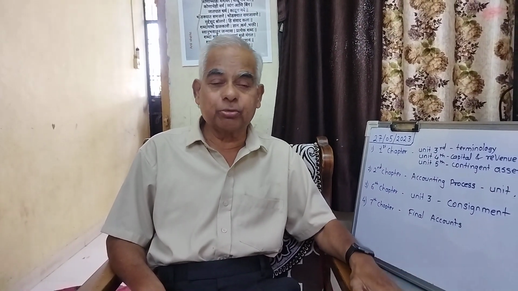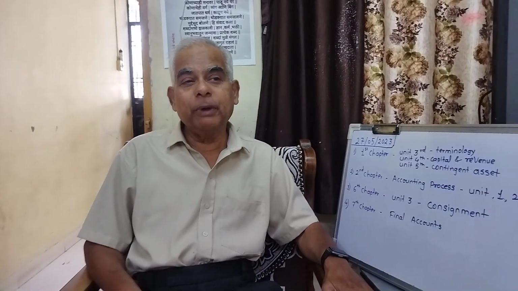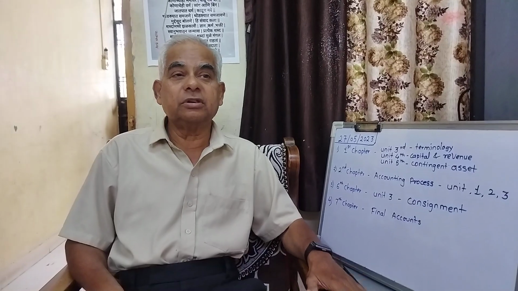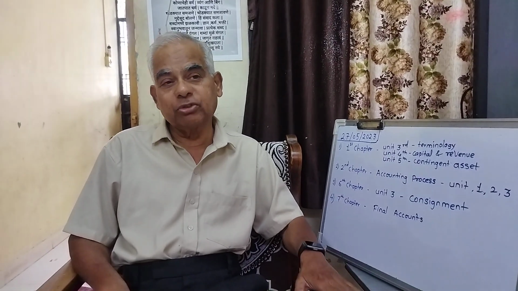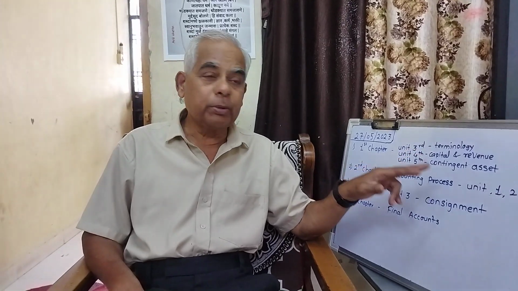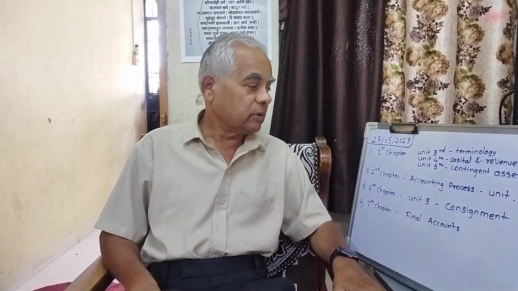Receipt means income and payment means expenditure. Capital payment means we purchase the asset. And revenue payment means whatever expenses we paid to run the business, that is called the revenue payment, that is called revenue expenditure.